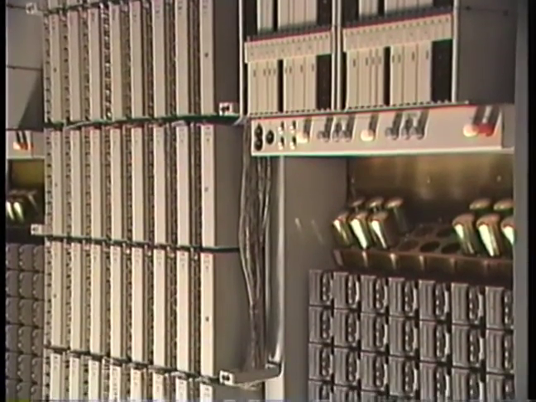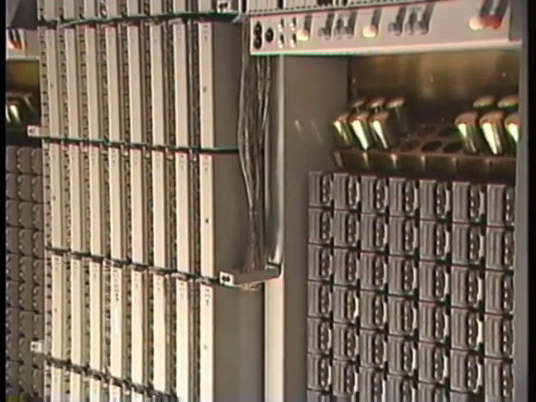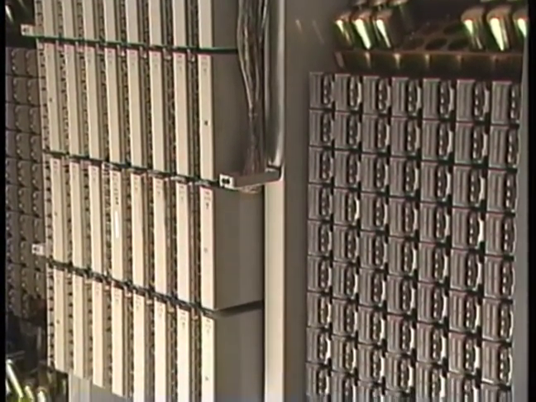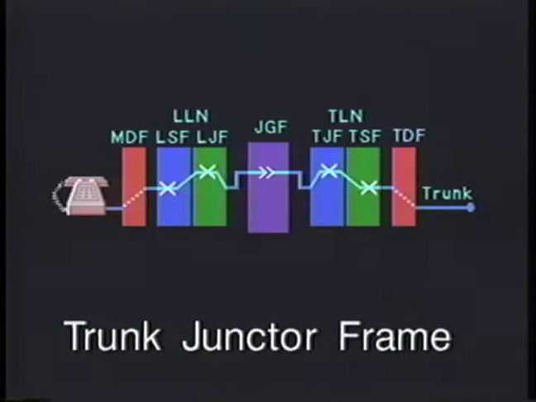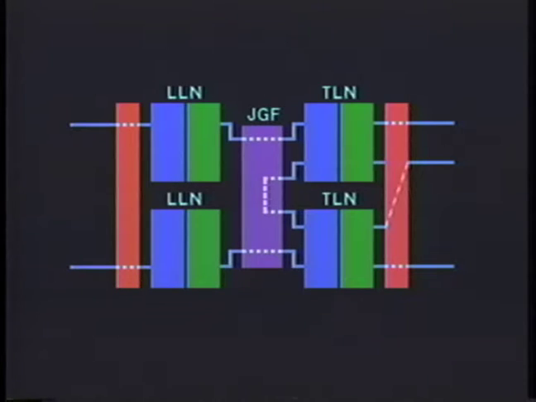In the trunk link network, interoffice trunks and trunk circuits are connected to the rest of the analog switch. The trunk link network consists of the trunk switch frame, or TSF, which terminates the interoffice trunks, and the trunk junctor frame, or TJF, which connects the trunks to the junctor grouping frame. In an analog switch, there may be several line link networks and trunk link networks. In this segment, we'll show only one of each network.